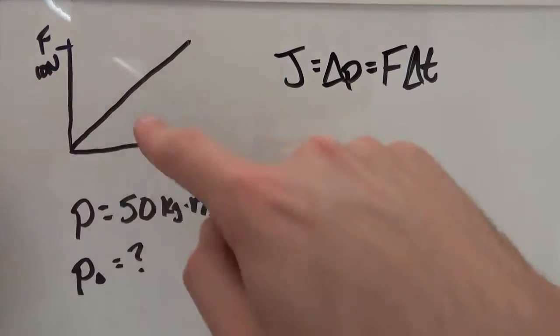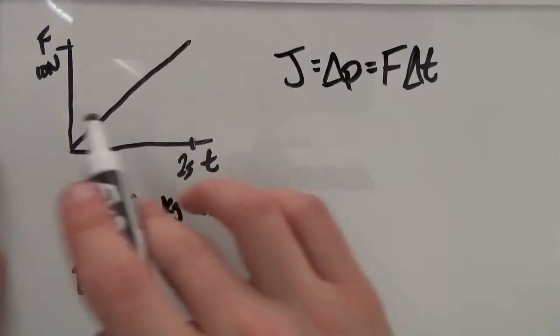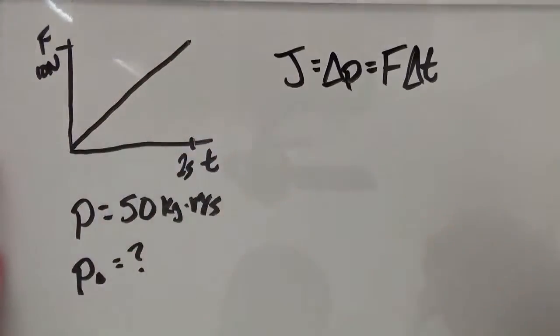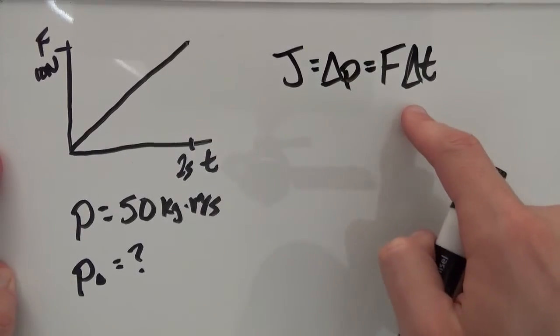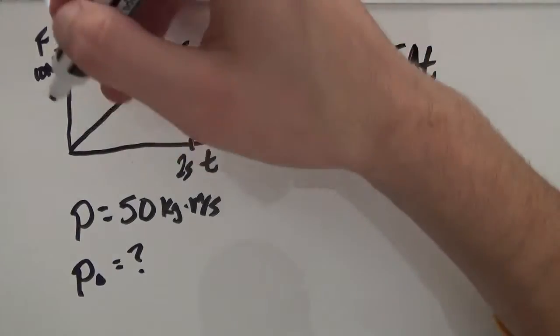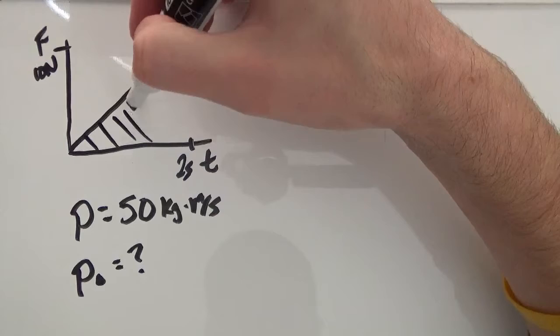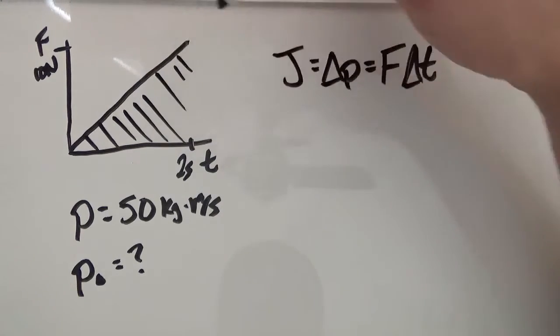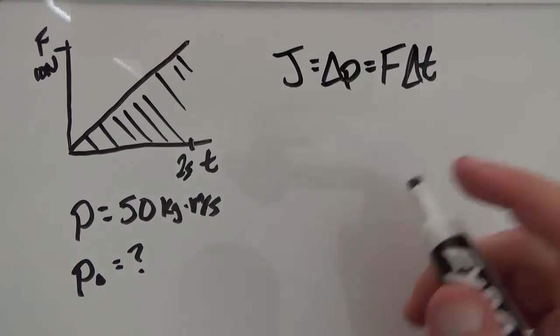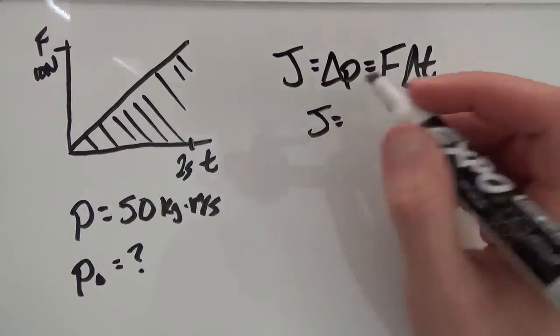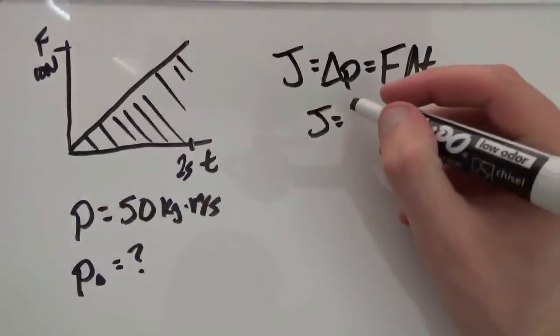So area would be 1/2 base times height, our base being in time, our height being in force. But basically, you're multiplying the axes together, which is what you're doing here, right? Force times time. So we're looking for the area under this curve because we're multiplying these values together, right? Pretty straightforward. So yeah, our impulse is equal to the area of this triangle here.